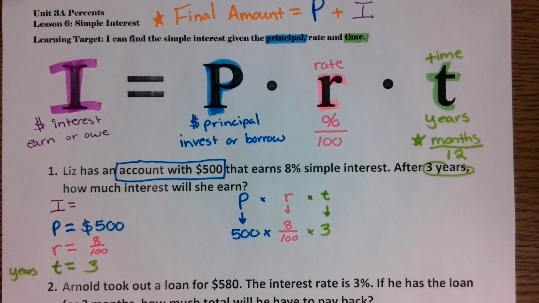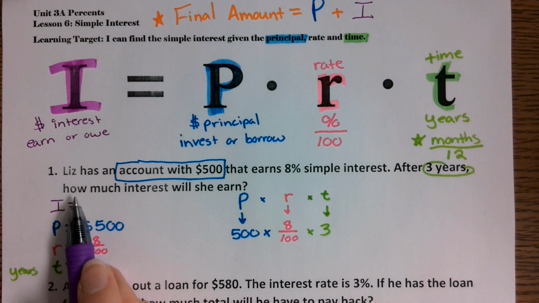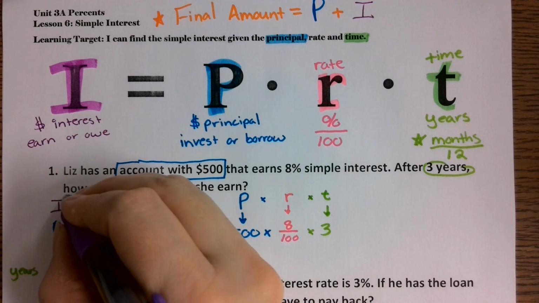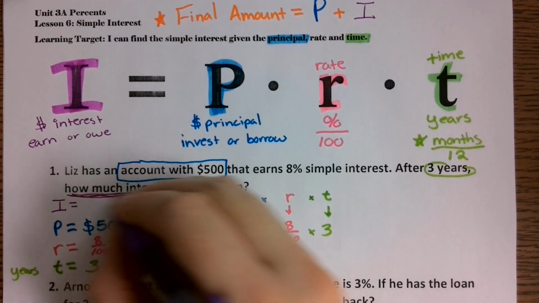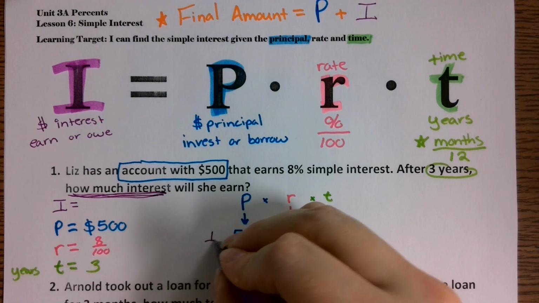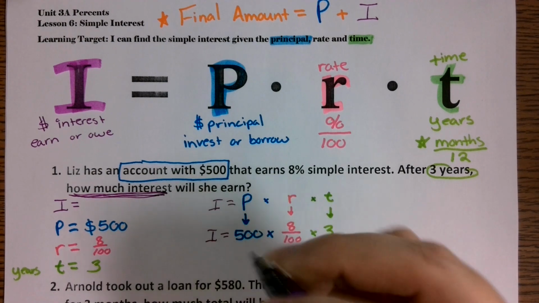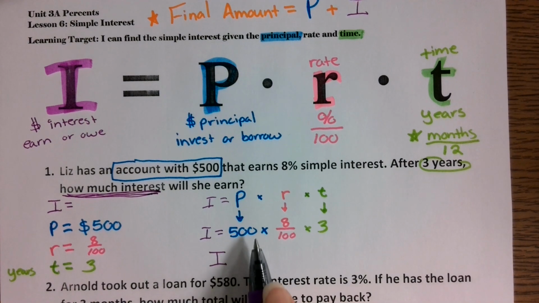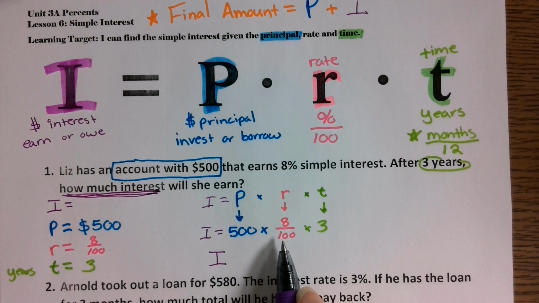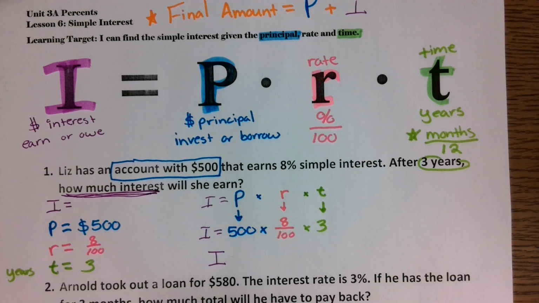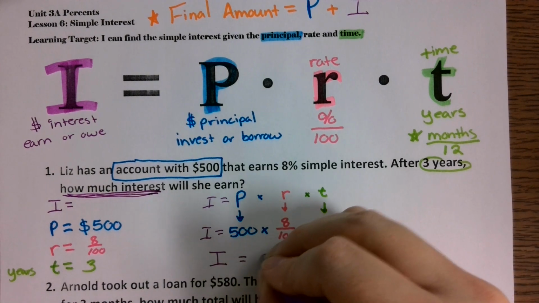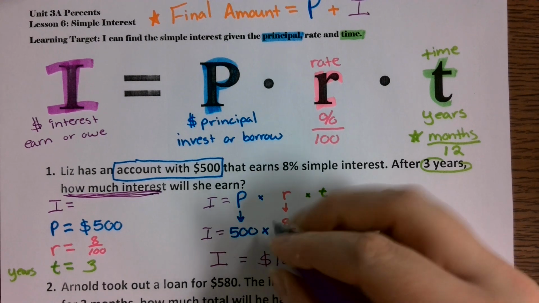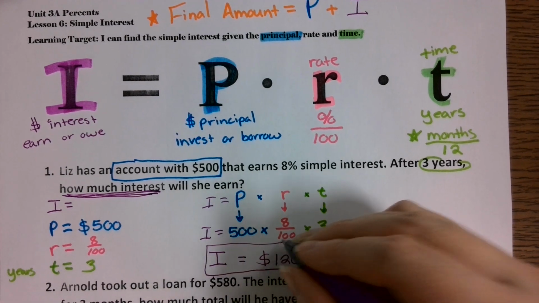Now the question, let's identify what the question's asking. What does it want? Does the question want interest, or does the question want final amount? Interest. How do we know? Because it says how much interest. It's asking how much interest. So that's the only bit of information we need to find. We just need to solve for the interest. So once we multiply these together, we're going to do 500 times 8 over 100, or 8 divided by 100, times 3. That's going to come out to a total of $120. So there's the interest.